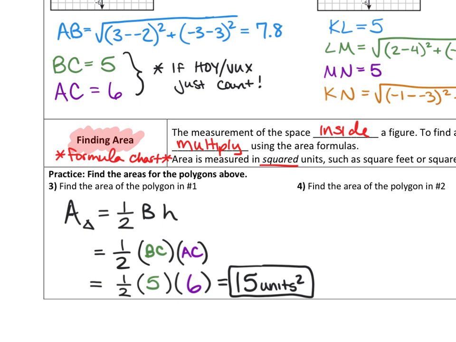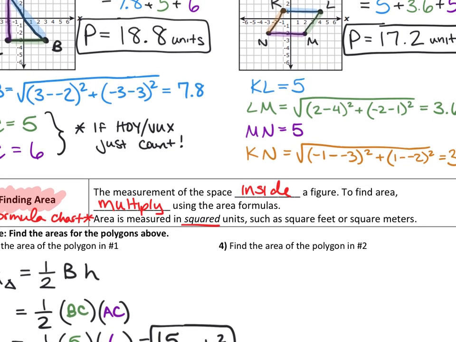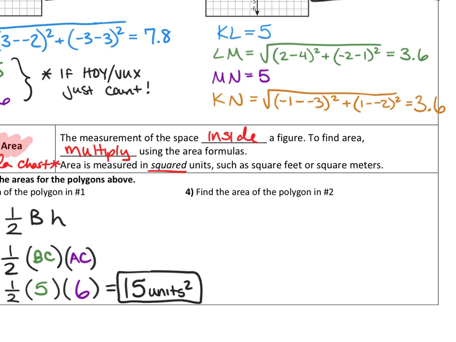Polygon number 2. We've said the name before. It starts with a P. What is the name of that shape? Parallelogram. On your formula chart, can you find the area of a parallelogram? Correct. They're going to have the same formulas. So the area of a parallelogram is what? BH. That is base times height.